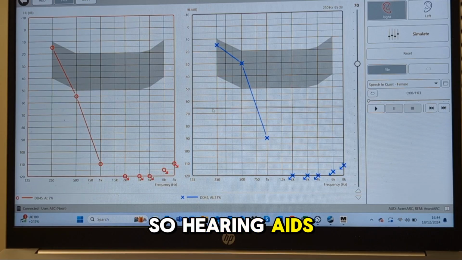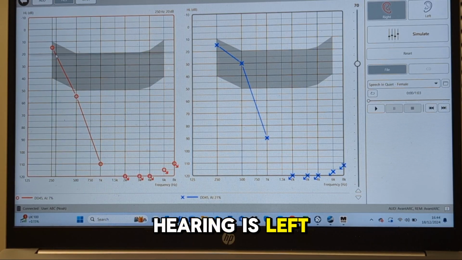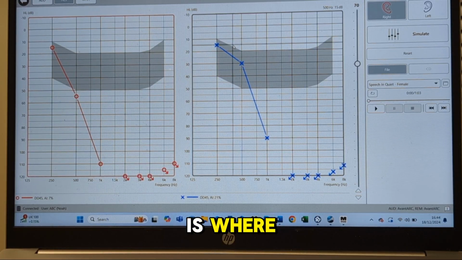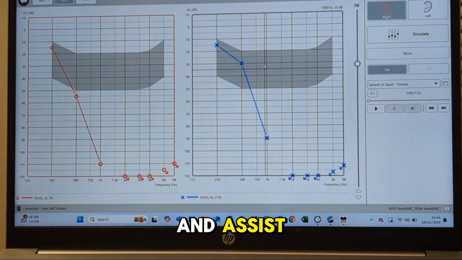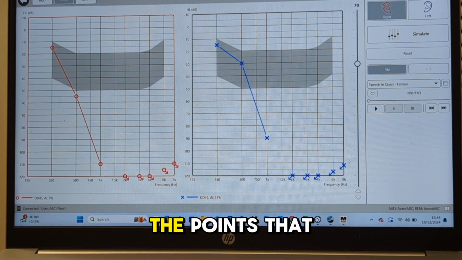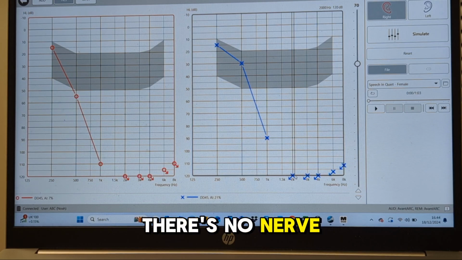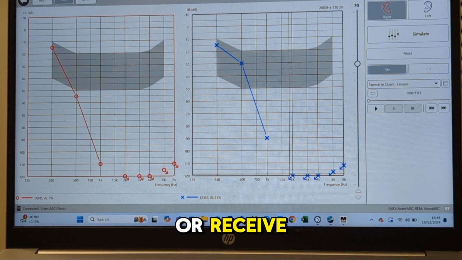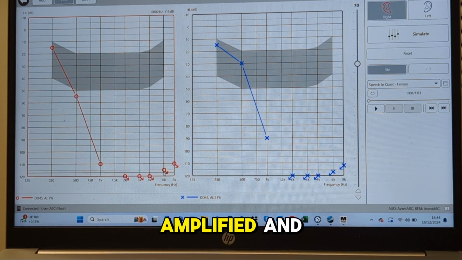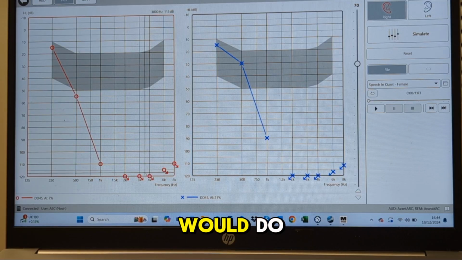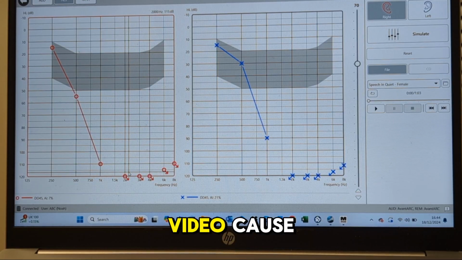So hearing aids can only work with what hearing is left. The points that you see there are where the hearing aid can help and assist to bridge the gap. And at the points that you see there, the hearing aids are limited because there's no nerve function that can actually pick up or receive the sounds that are being amplified. In terms of what we would do, I'll leave that for a separate video, because there are certain ways that you can deal with this type of hearing loss.